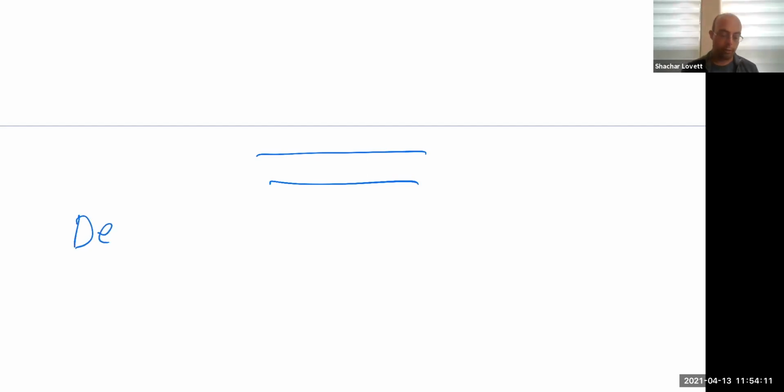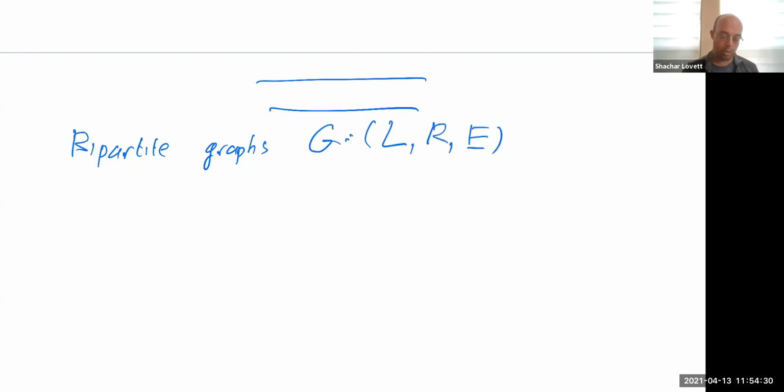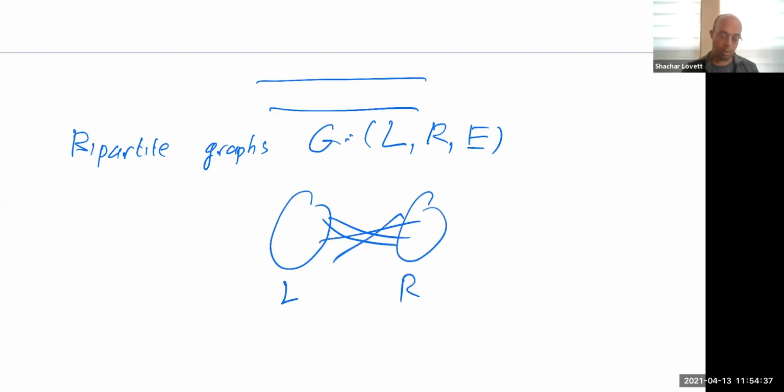Before doing that, let's just define bipartite graphs. So for this part, we're going to talk about bipartite graphs. We usually denote them by G being L, R, E: left nodes, right nodes, and edges. So it's going to have nodes on the left, nodes on the right, and some edges in between them. You can think of the edges as just some subset of L times R. Right? It's a bipartite graph.